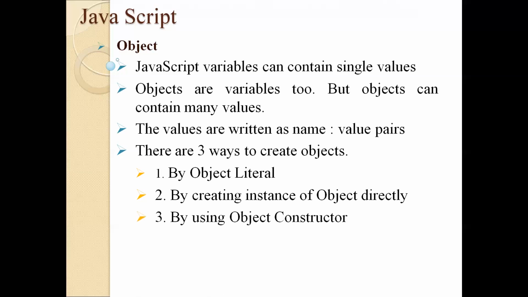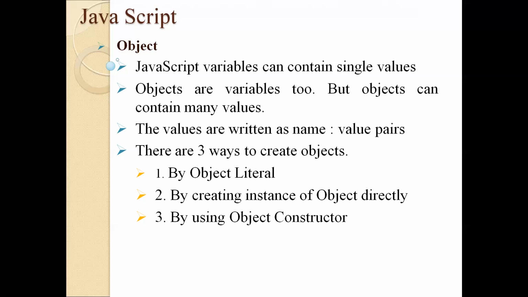And the third one is by using an object constructor. There will be an object class and an object constructor. By using that, we can create an object in JavaScript. So there are three ways of creating objects in JavaScript. The first one is by using object literal, the second is by creating an instance, and the third is by using the object constructor.